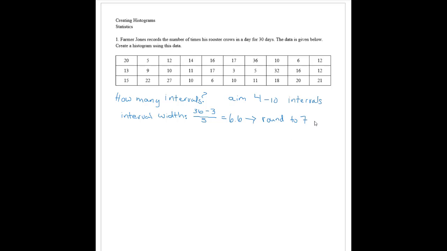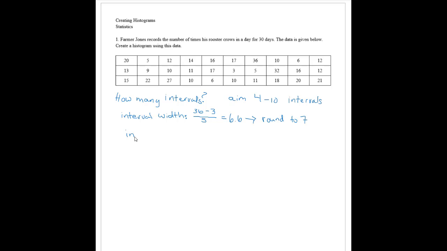Kind of our rule of thumb, we wouldn't have to round this up to 7. We could have an interval width that had a decimal place value. But my rule of thumb is if the data is given to me in whole numbers, my interval is given in whole numbers. So my interval width has the same number of decimal places as my data.